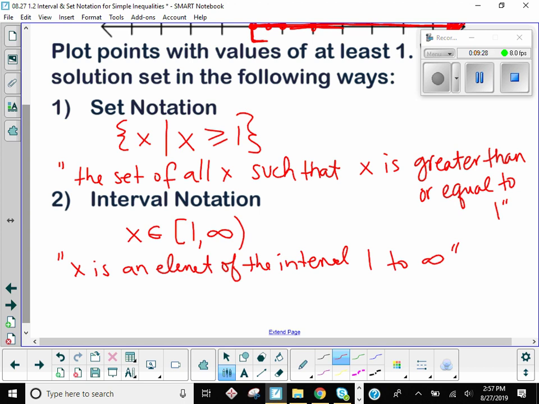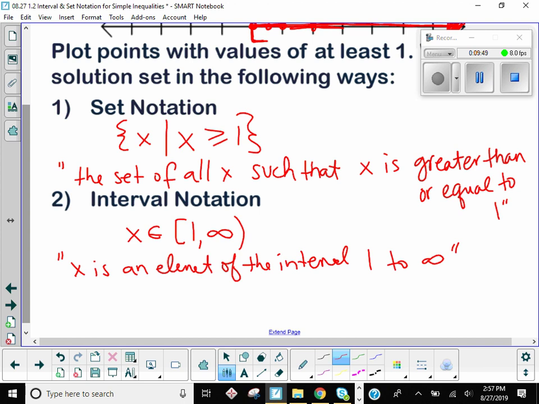And I will be picky on the symbols for this unit while it's a skill of the unit. Later on in different units, if we're talking about an element in a domain or range, I might feel comfortable with you just leaving out that part and just giving me the interval, but not this unit. So I will be picky right now.